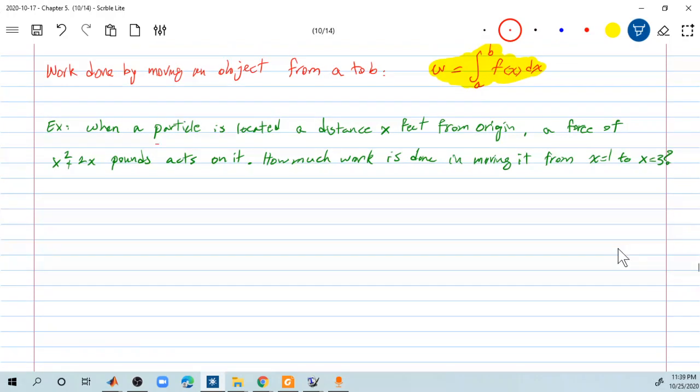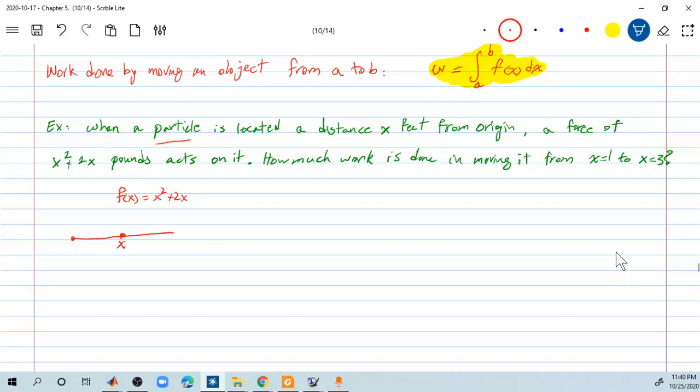Let's say a particle is located at a distance x feet from an origin. So let's say this is the origin, and there's a particle at location x, and a force F of x, given by x squared plus 2x, acts on that particle.